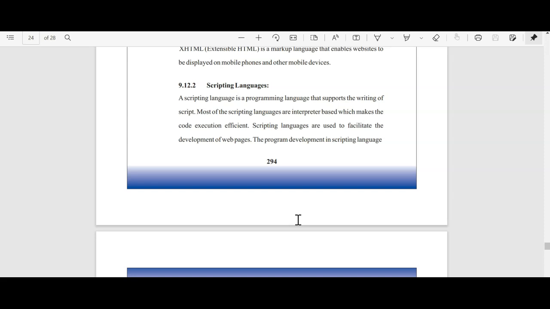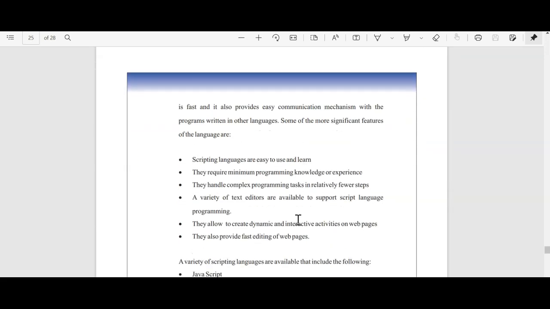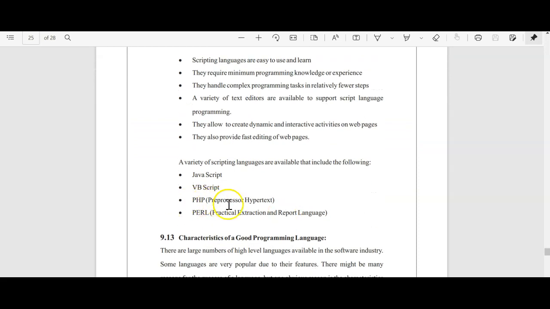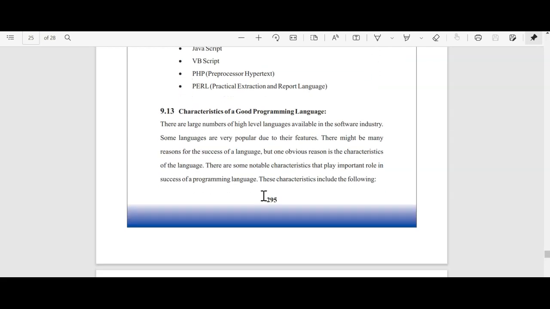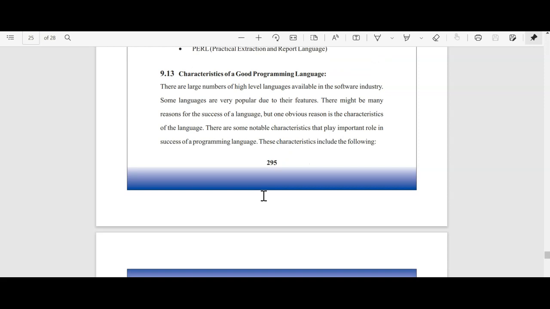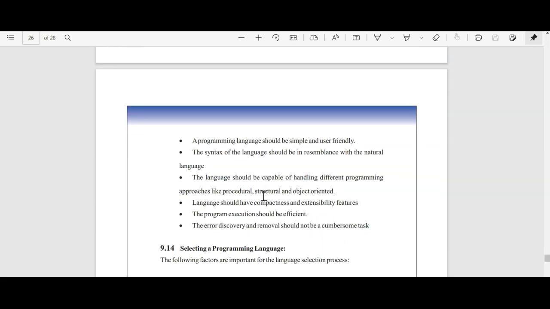So along with HTML, there are scripting languages like JavaScript, VBScript, PHP, and Perl to extend the website. For example, your website has a database of students. It is getting the data from different servers, so from CMS. So these are helpful in these. So what are the basic good characteristics of a programming language?